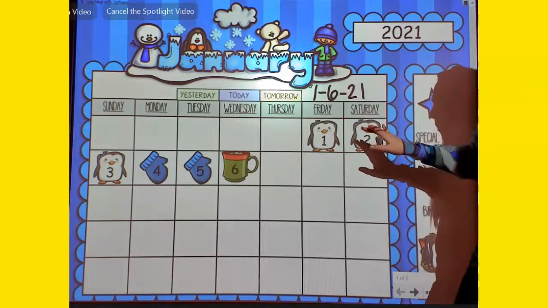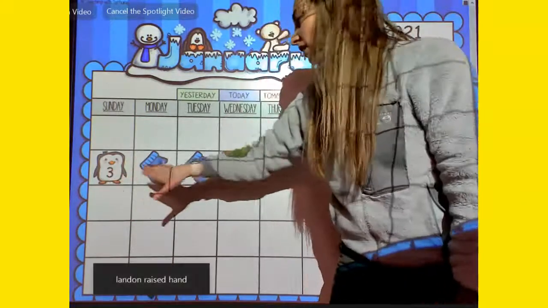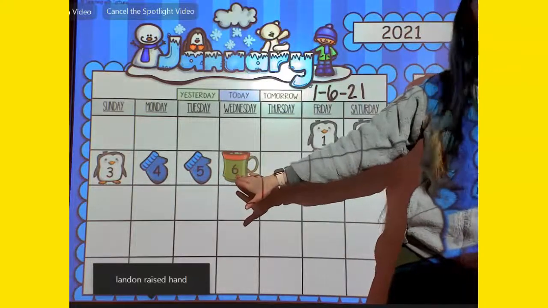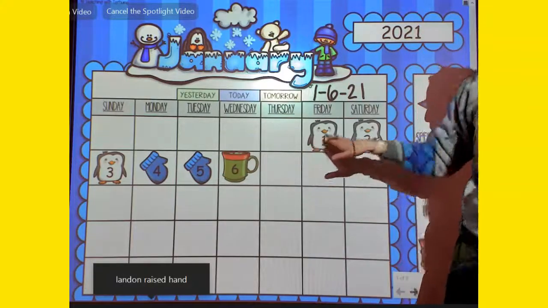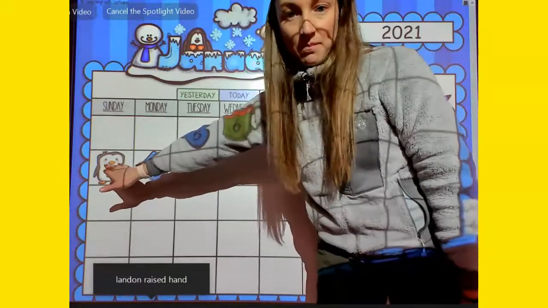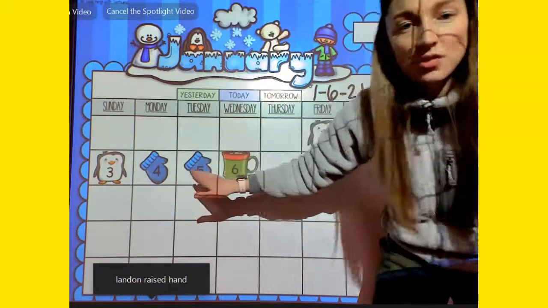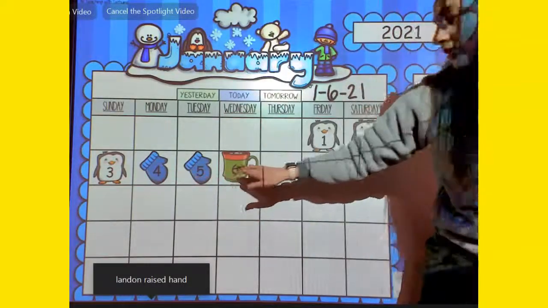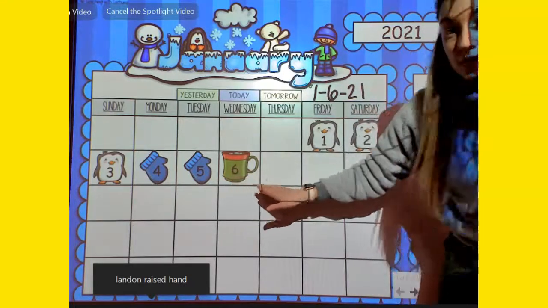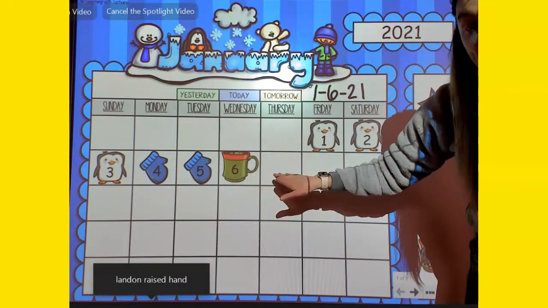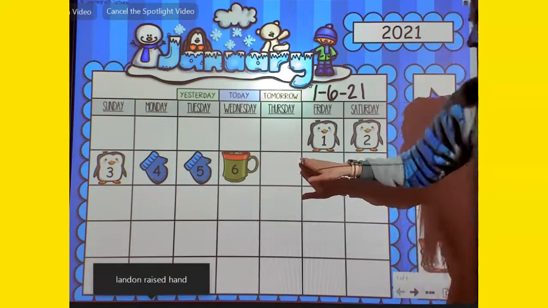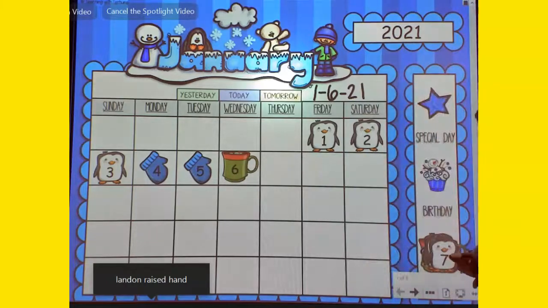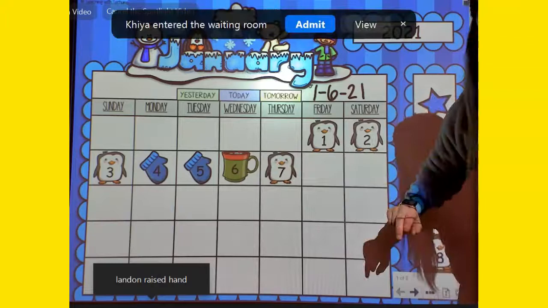We had penguin, penguin, penguin, glove, glove, hot cocoa. We noticed that we had 3 things that were the same, and then 2 things the same, and then 1 all by itself. So tomorrow we should have a penguin, and our pattern should start all over again. And if we look over here, we can see it is going to be a penguin.